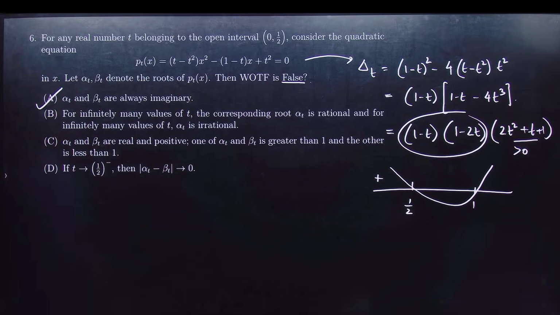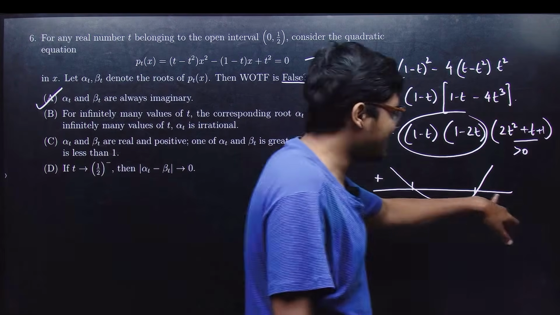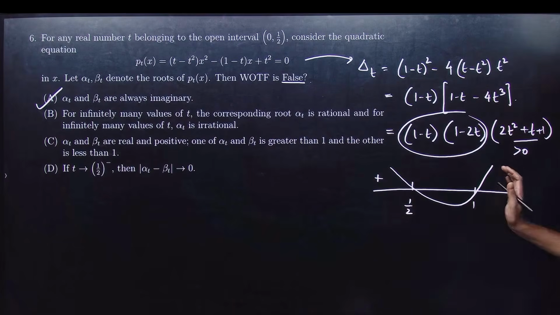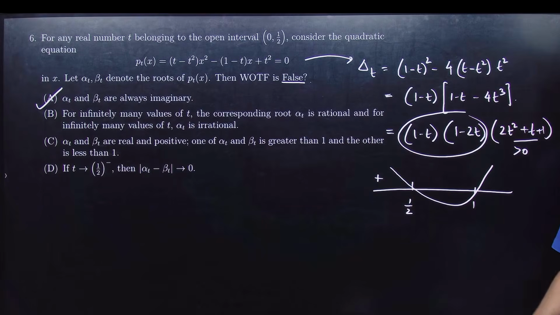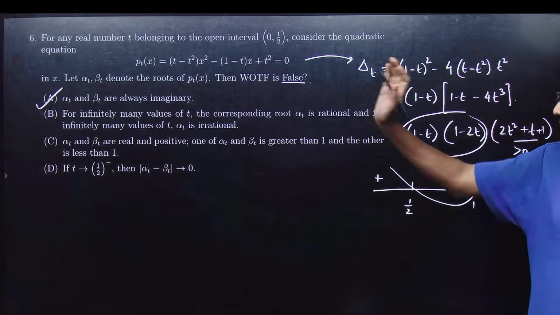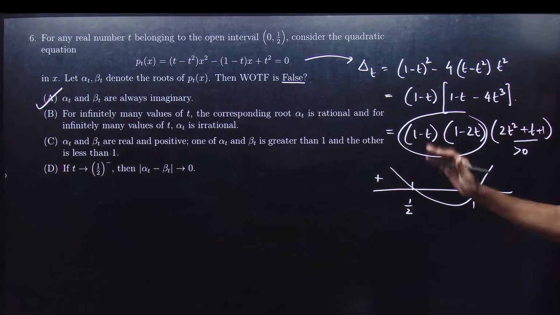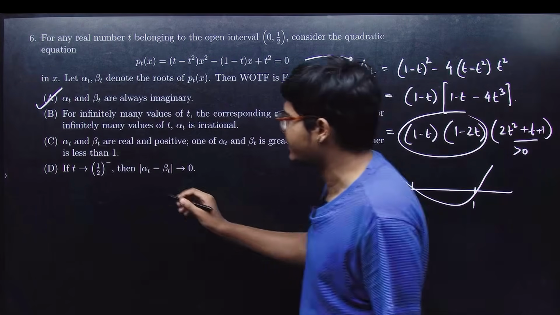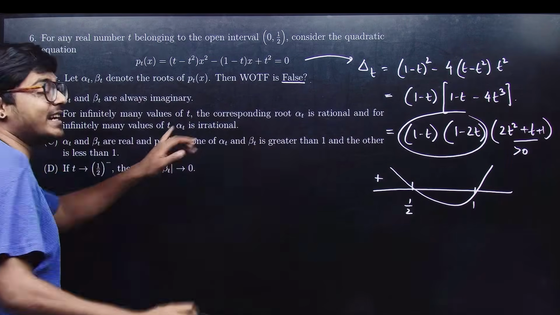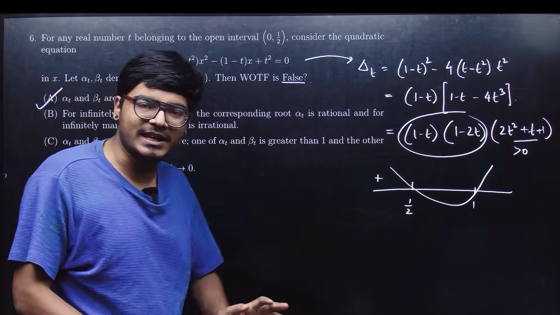Option B: if I find infinitely many values of t for which the corresponding roots are irrational, and for infinitely many values they are rational. Again, that's true, right? I can choose any value. Whether you make it rational, irrational, real, or complex is up to you, depending on the value of delta t that you take. You can take it to be a perfect square. If you take it to be a perfect square, you'll get rational roots. If not, you'll get irrational roots, right? So option B is clearly correct for us. The statement is true, which means option B is not the one we can choose.